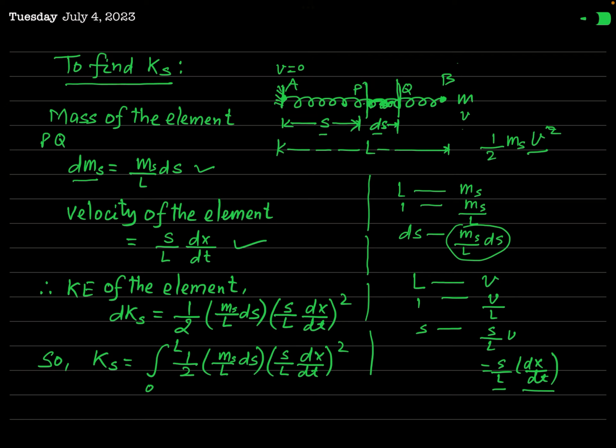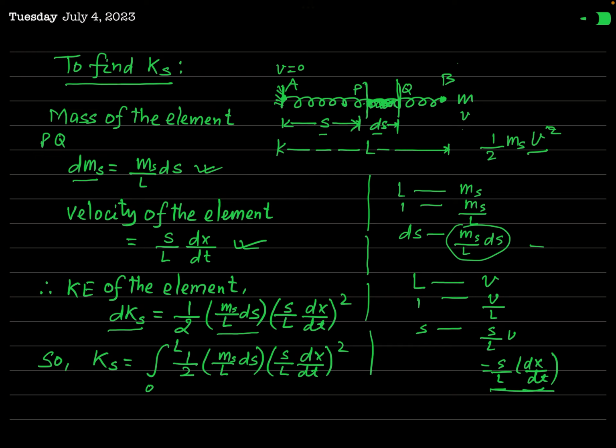Now you know the mass of the element and you know the velocity of the element. So you can write the kinetic energy of the element, dKs, and that will be 1 over 2 times the mass of the element. This is ms over L into ds. You can see it here. And v square, v meaning the velocity of the element, this is s over L times dx by dt, whole square. Okay, this is the kinetic energy of this element PQ.